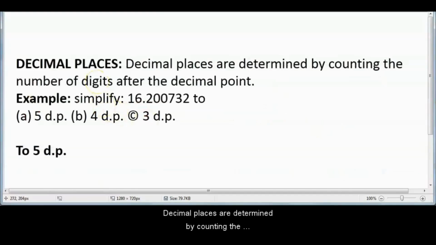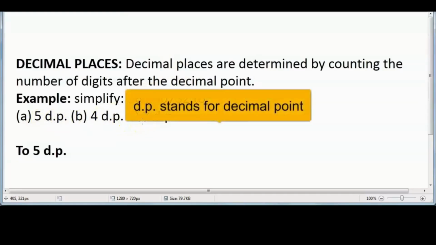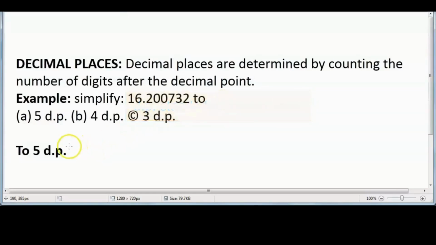Decimal places are determined by counting the number of digits after the decimal point. Example: simplify 16.200732 to 5 dp, 4 dp, and 3 dp. dp stands for decimal places. Okay, to simplify 16.200732 to 5 dp, we start by counting after the decimal point.